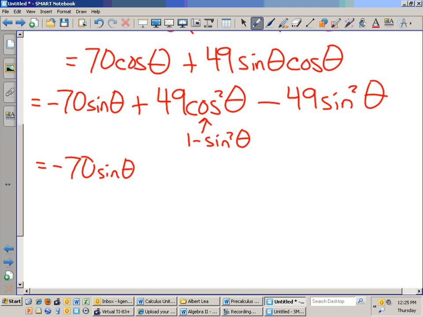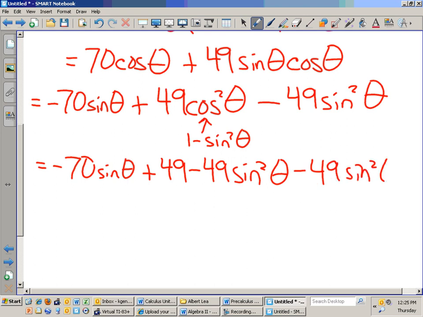So we got negative 70 sine of theta plus, if I distribute the 49 through this piece, I get 49 minus 49 sine squared. So I'm substituting the 1 minus sine squared in it. I got to distribute the 49 through that then, obviously. Minus 49 sine squared.